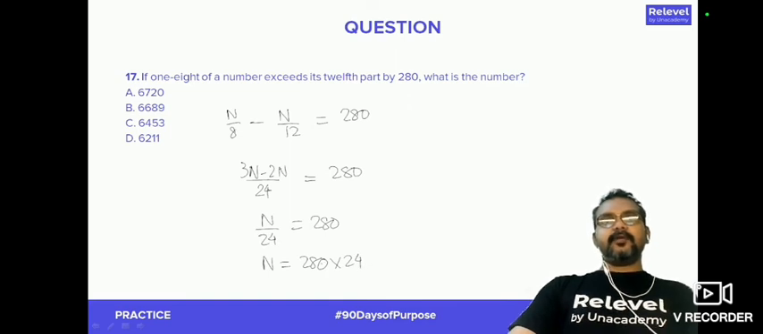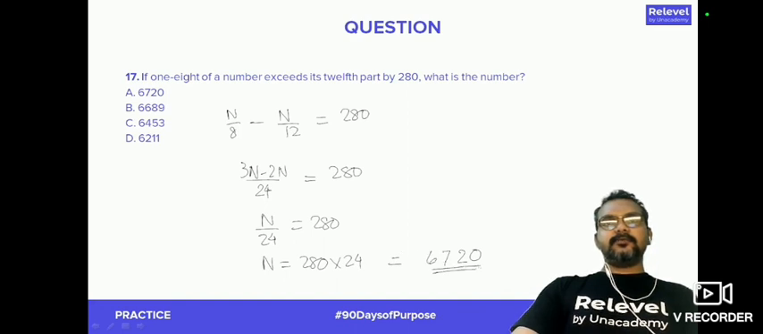So 24 8s are 192. So we have a 0, then 19 carry. 24 2s are 48 plus 19 is 67. So 6720. So that is option A.